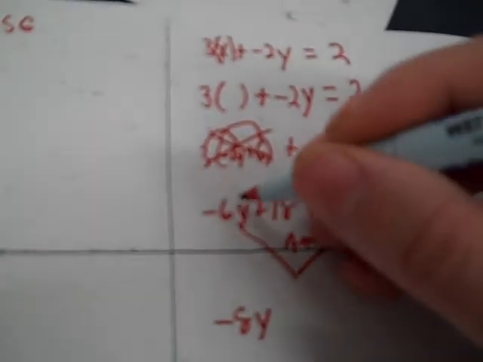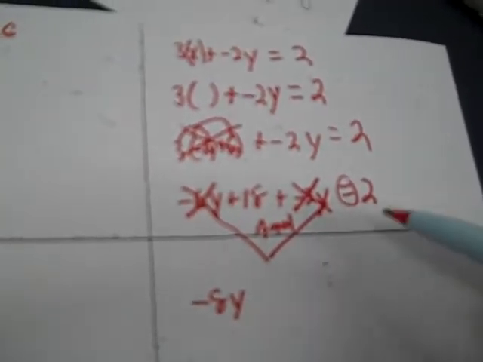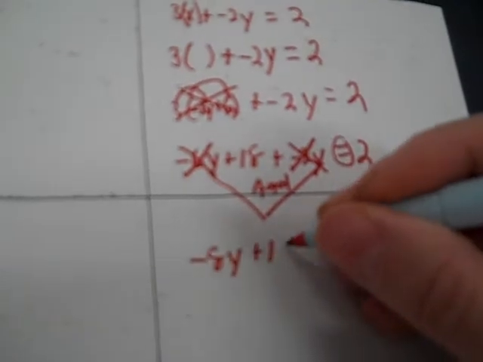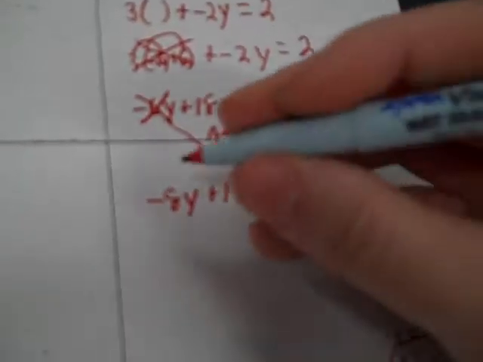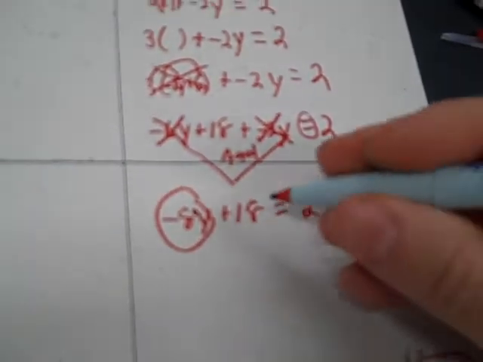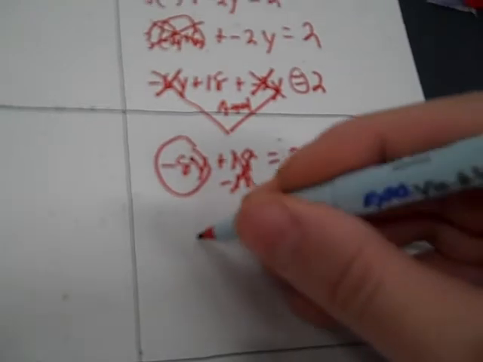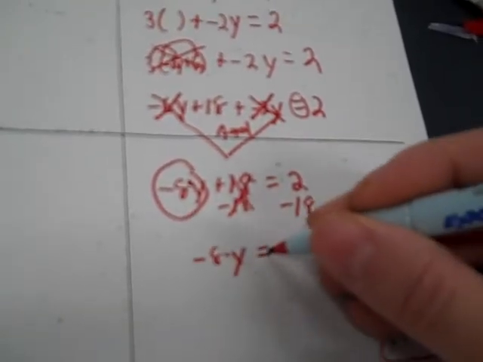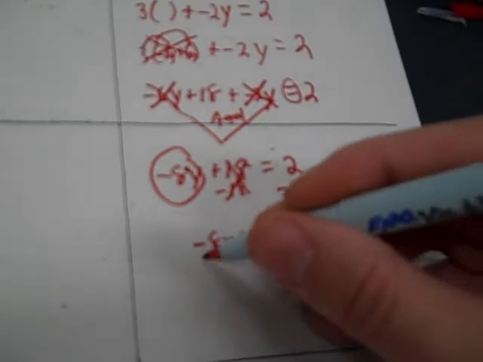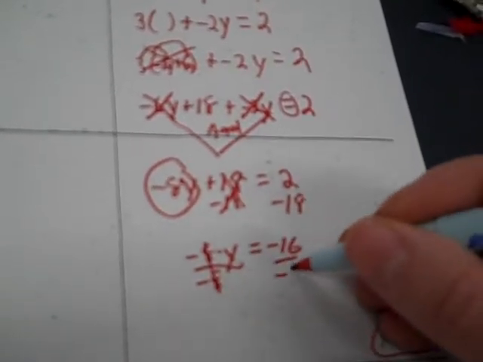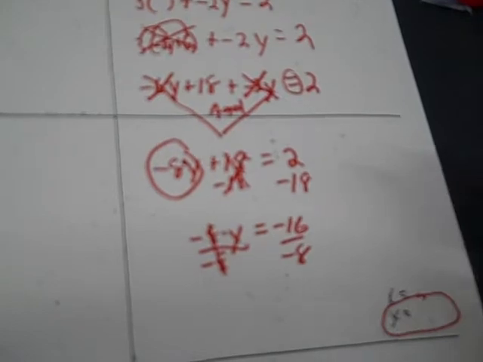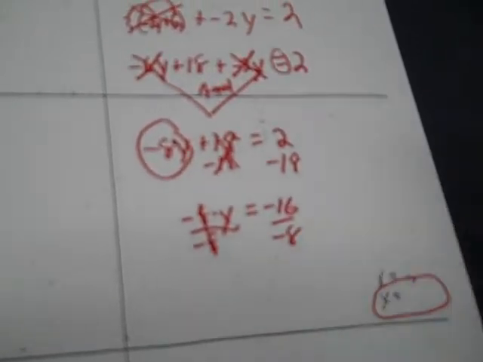Okay, well then what I can do is I can cross out these two. They're not there anymore, but before I write equals, I got to add 18 and then equals 2. Okay, so now that I have one single y, I can just dot it and circle it. And then I can take away 18. So I've got negative 8 dot y equals negative 16, and then it's time to divide by negative 8. And negative 16 divided by negative 8 is 2. So y equals 2, so I'm going to put a 2 right there.